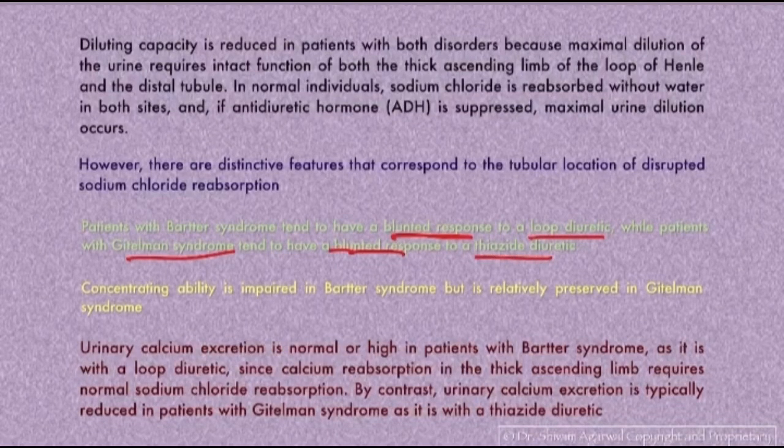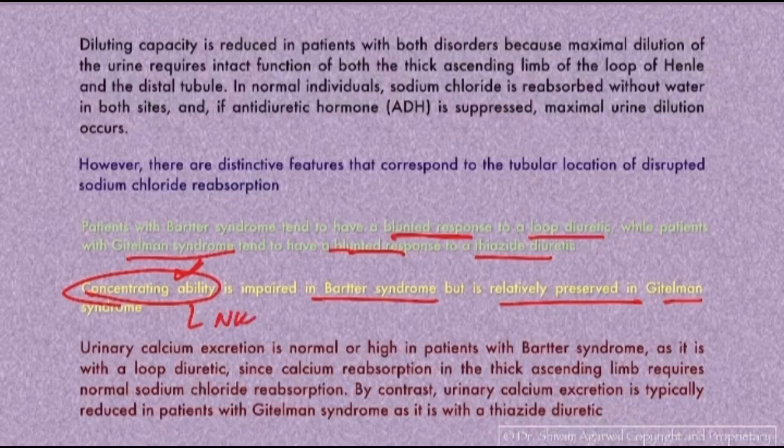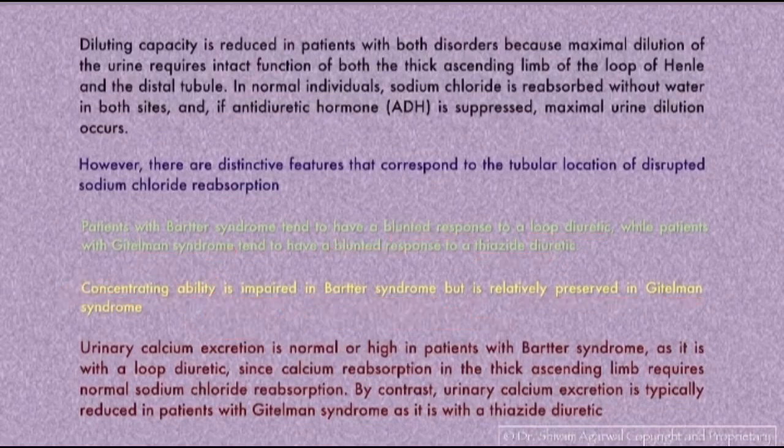Okay. The concentrating ability is impaired in Bartter syndrome but relatively preserved in Gitelman's. Why? Because concentration is dependent on the medullary interstitium, and the medullary interstitial concentration gradient is mainly maintained by the NKCC channel. That is not functioning well in Bartter syndrome. So the sodium will not be reabsorbed into the medullary interstitium, and you will not be able to concentrate the urine properly, because the countercurrent mechanism, if you remember, is not functioning well in Bartter syndrome.